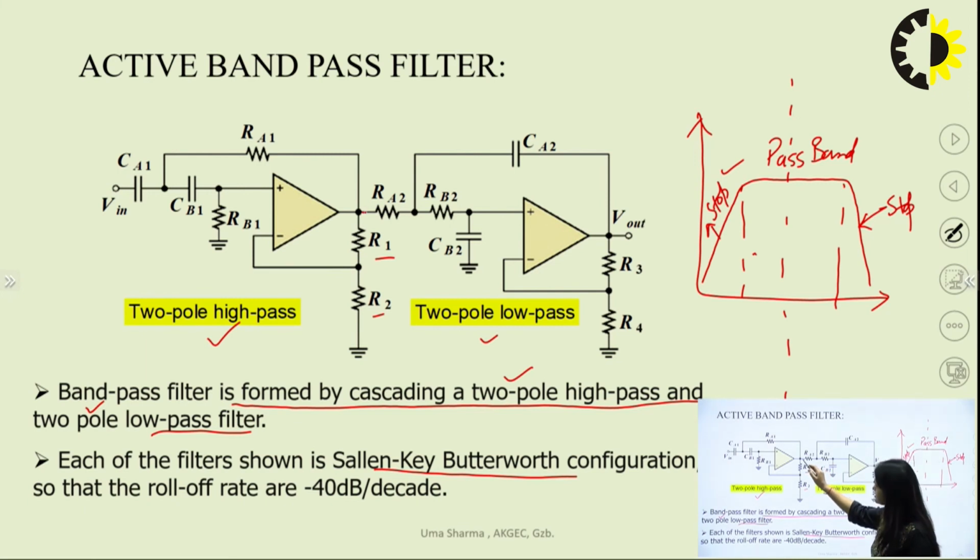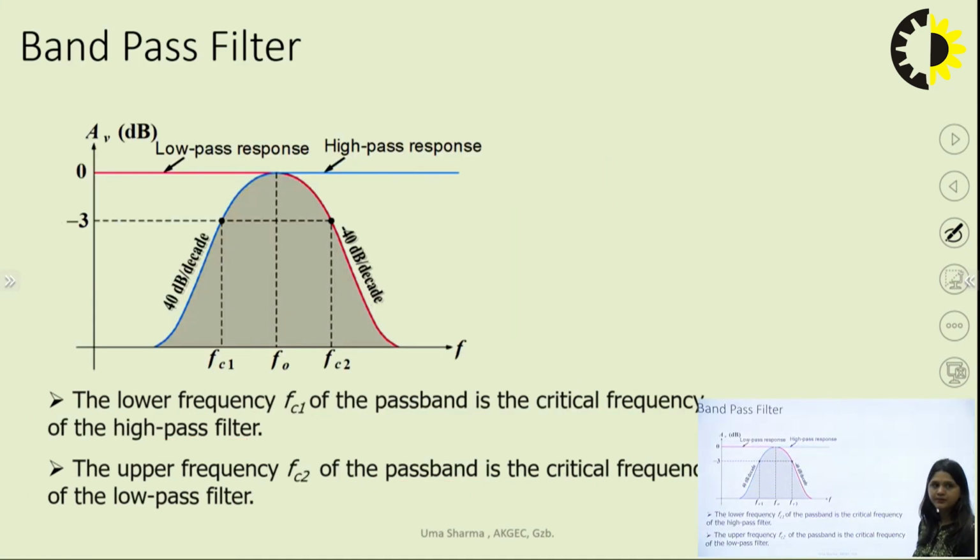The output of this high pass filter goes into the low pass filter. Again you can see that the components are the same, only the position of capacitors and resistors has been interchanged: RA2, RB2, CA2, CB2. Similarly, here R3 and R4 are added to produce the gain for the filter. And definitely this gain must be constant for all the filters. So in that case R1 must be equal to R2, equal to R3, equal to R4. This is how you can design the band pass filter.